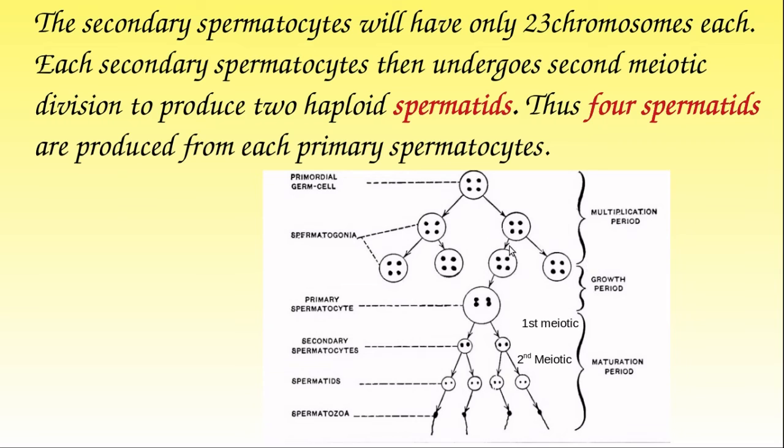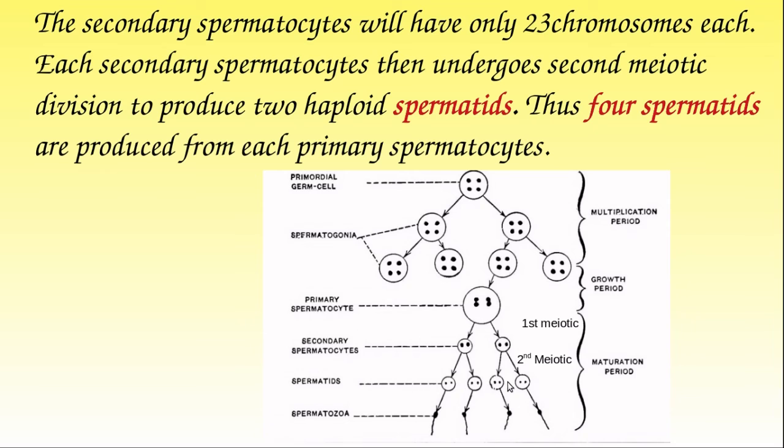Still they are diploid in number. Now in the next phase, the phase of growth, some of the spermatogonial cells grow in size to form the primary spermatocyte. Now in the next maturation period, the primary spermatocyte undergoes the first meiotic division to produce secondary spermatocytes, which are haploid. Each secondary spermatocyte undergoes the second meiotic division to produce 2 spermatids each, which are haploid. So from each primary spermatocyte, 4 spermatids are formed.